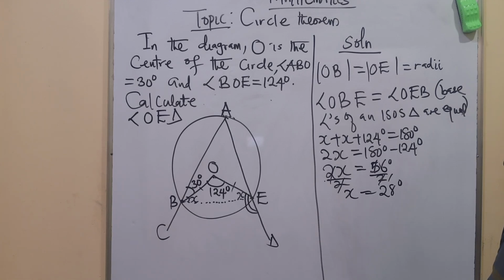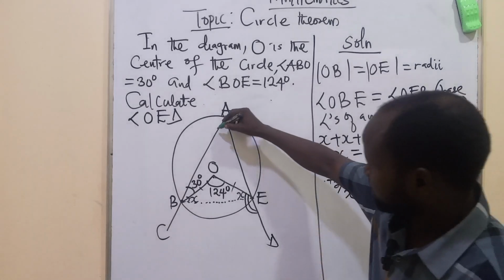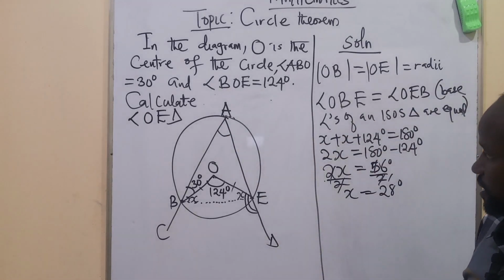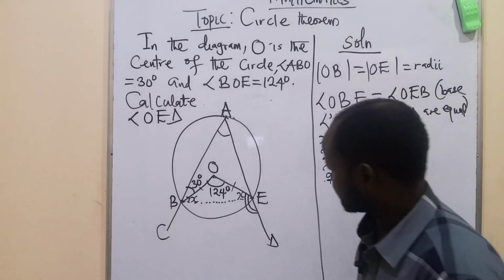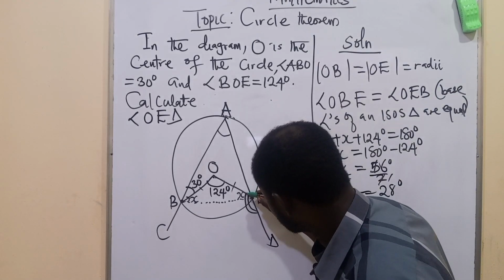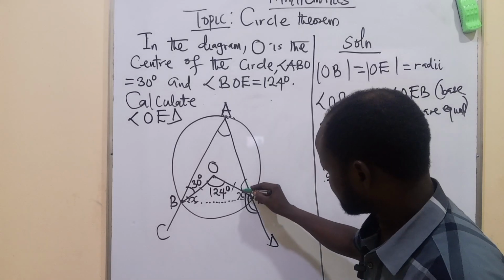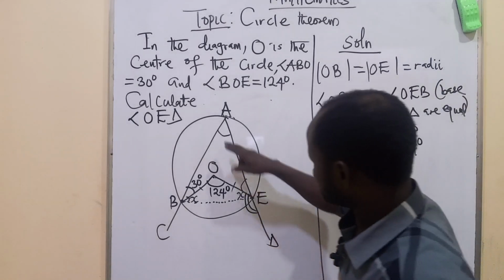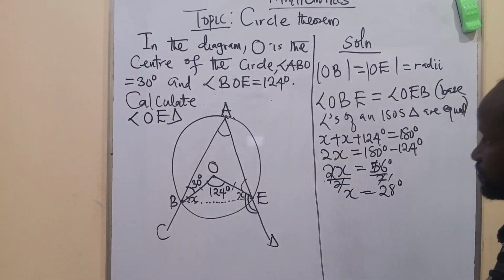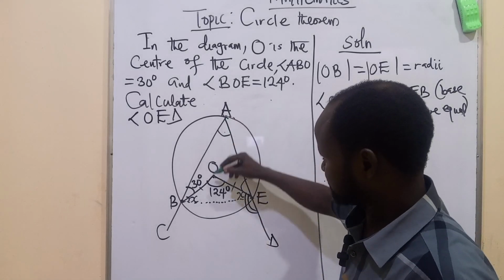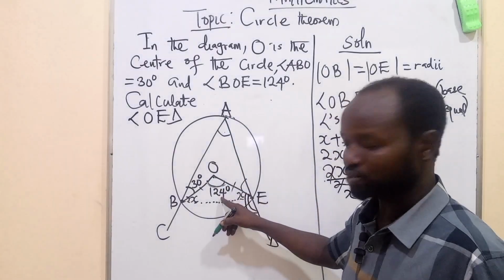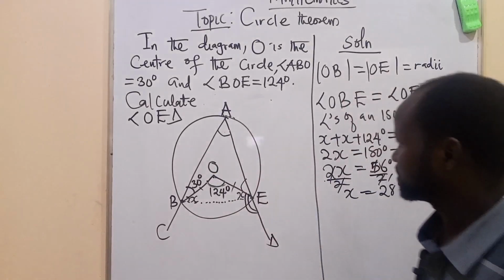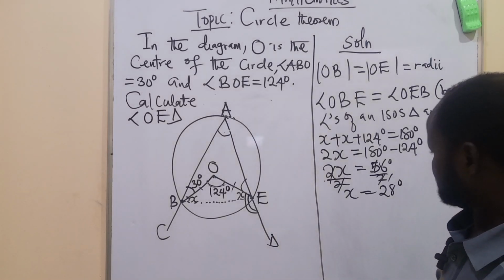Another thing again, we can find this angle here at the center. If you can find the angle at the center, then we can easily find the whole of this angle, which is what we are looking for. But for us to achieve that, we have to find this angle. We have the angle at the center here as 124 degrees. So to find the angle at the circumference, half of this will give us the angle at the circumference here. Let's look at how we can do that.